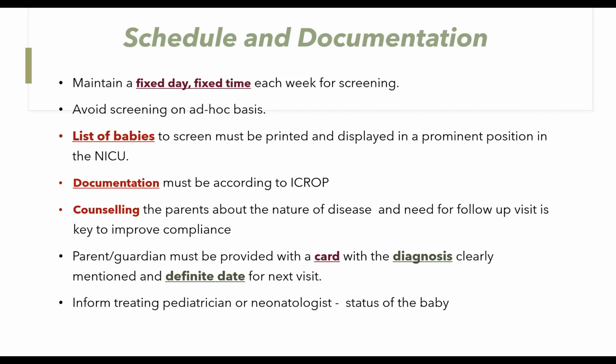The second thing that can be done is to list the number of babies who need screening. So you display, print, or write down on a board a day before which babies need screening, so none of the babies get missed on the day when the ROP specialist is going to come. The documentation must be done according to the ICROP guidelines, and the nature of the disease and the need for follow-up need to be explained to the parents. And a card is given to the parents.